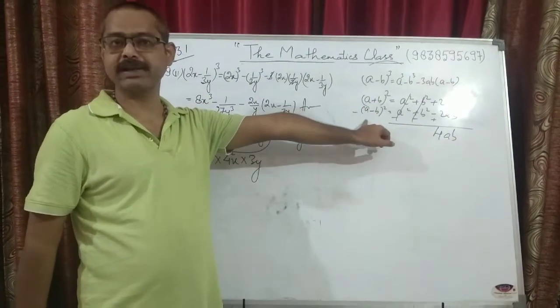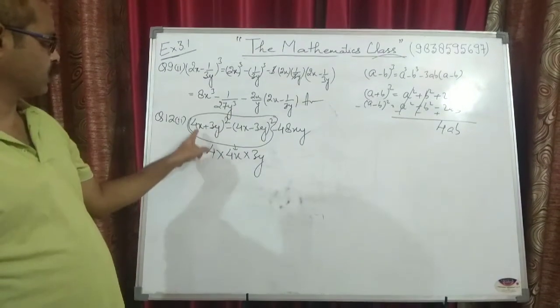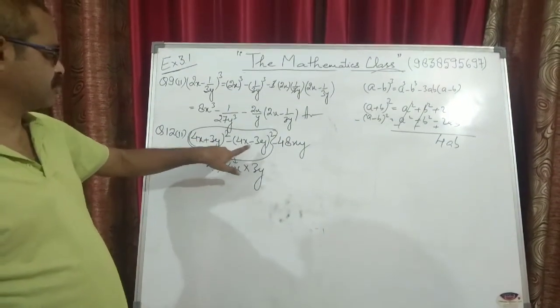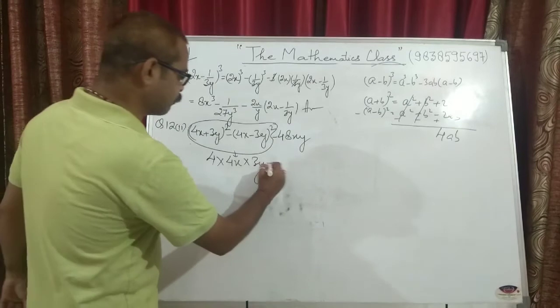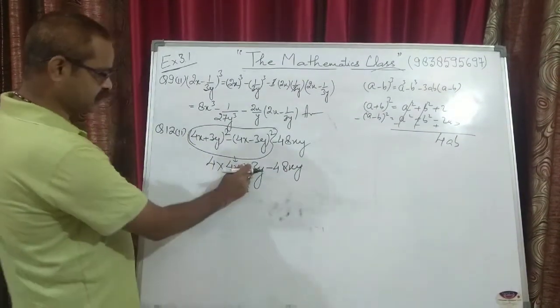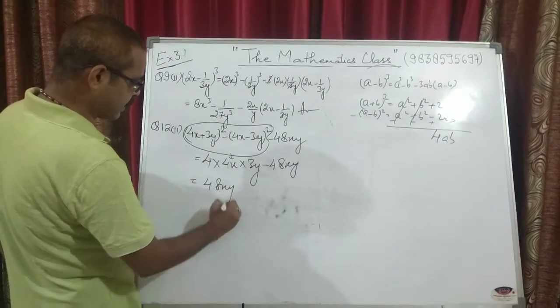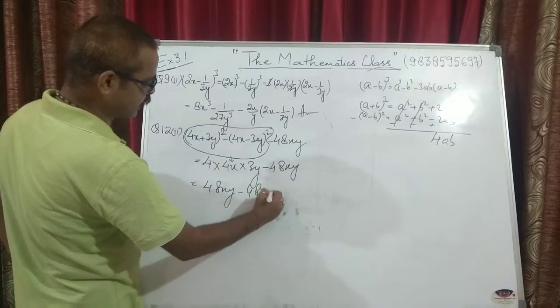(a plus b) whole square minus (a minus b) whole square is 4 times ab. So that is 4ab, because a is 4x and b is 3y. And then you can write minus 48xy. So 4 times 4 is 16, times 3 is 48. It became 48xy, and minus 48xy.